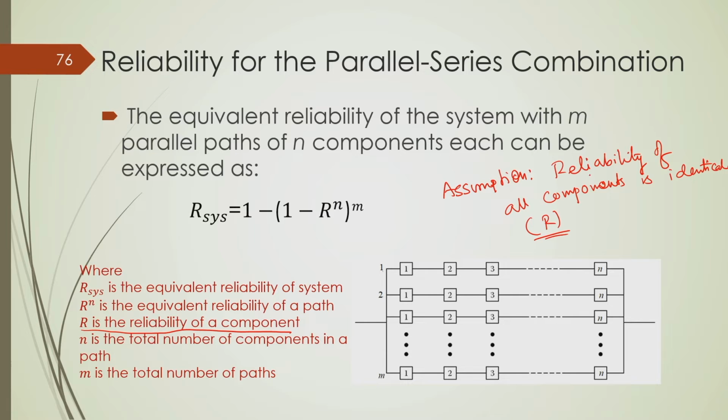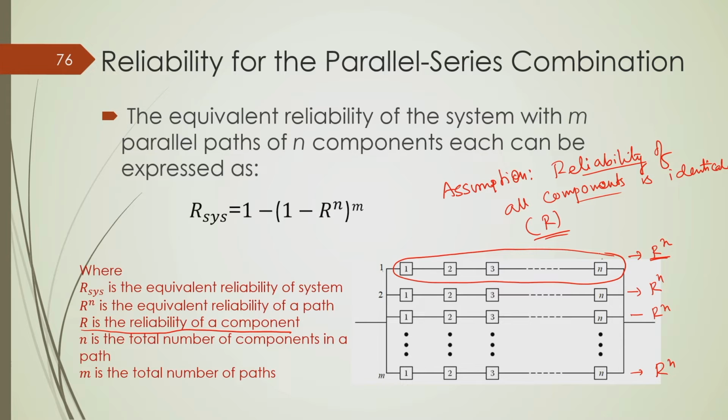But if we assume the reliability of individual components are identical, meaning that all components are identical. So, for one particular unit, which is a series combination of n number of such components connected in series, the overall reliability will be r to the power n, because they are connected in series. So, we have m number of such systems where the individual reliability of each unit is identical, that is r to the power n.